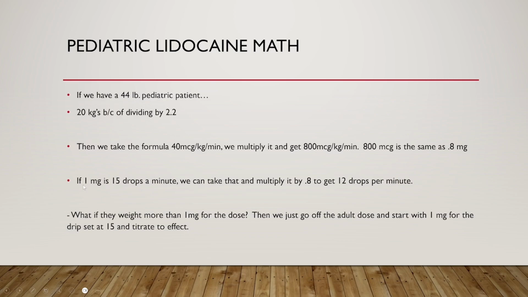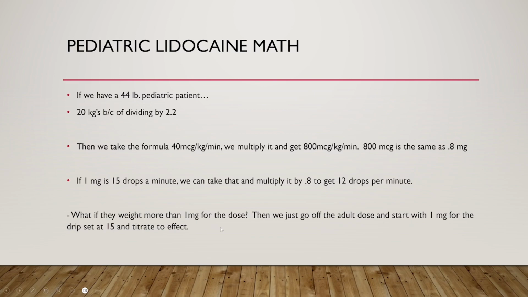Now we have to consider that if 1 milligram is 15 drops a minute, we can take the 0.8 that we got here and multiply that by 15, and that'll get us 12 drops per minute. So we multiply 0.8 times the 15 here, and that'll help us understand that it's 12 drops per minute.